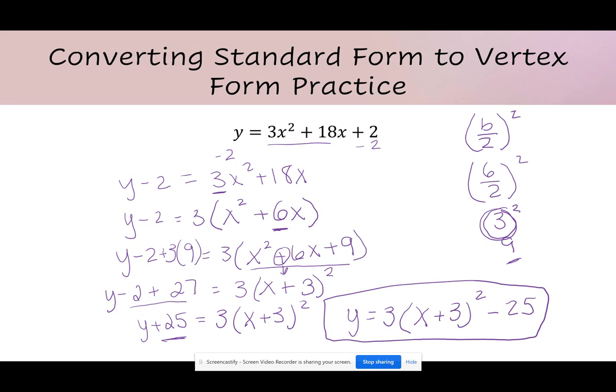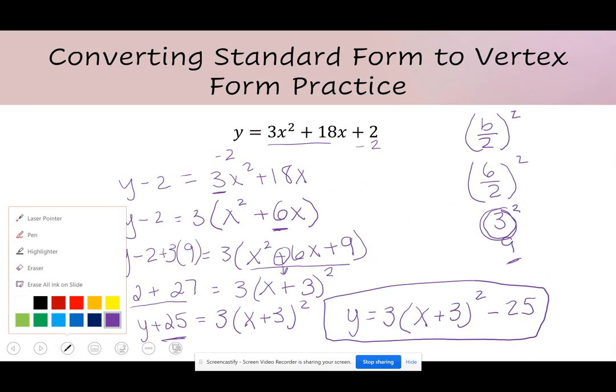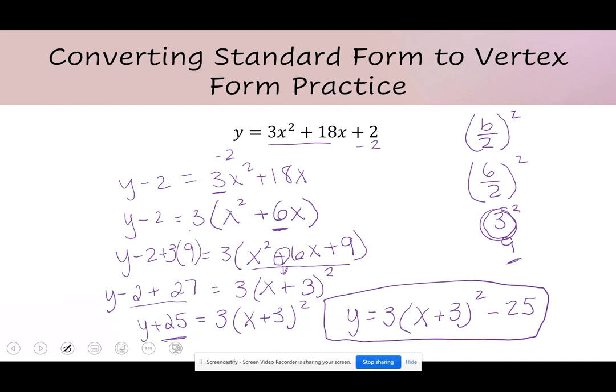So when you have a leading coefficient, your only two differences are this step right here where you have to factor out your leading coefficient, and right here where whatever you add to this side, you need to multiply it by your leading coefficient on this side. So we're going to practice more of this in class, but these are the steps we're following every single time. So the more you practice, the better you'll get. Come to class with any questions you have.